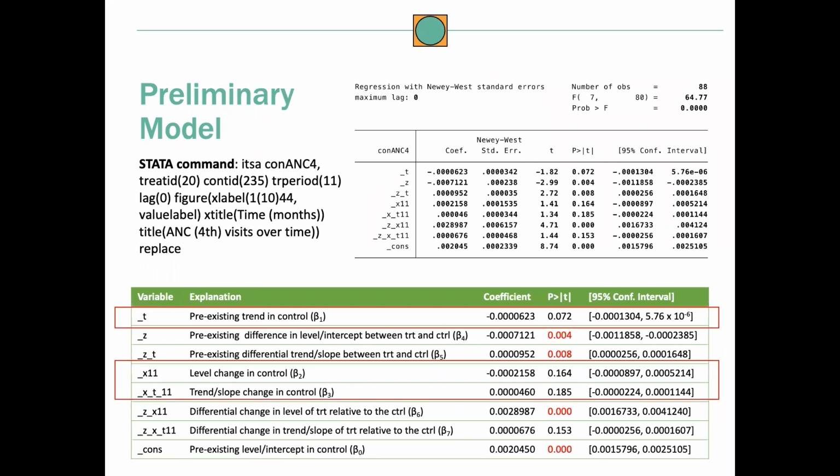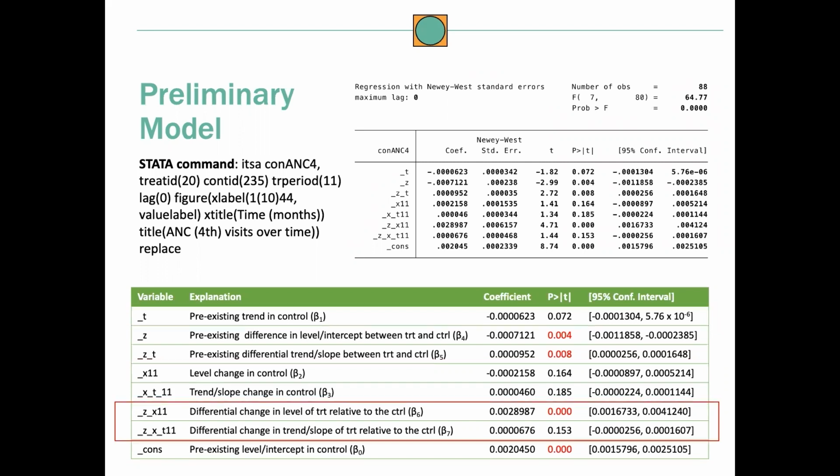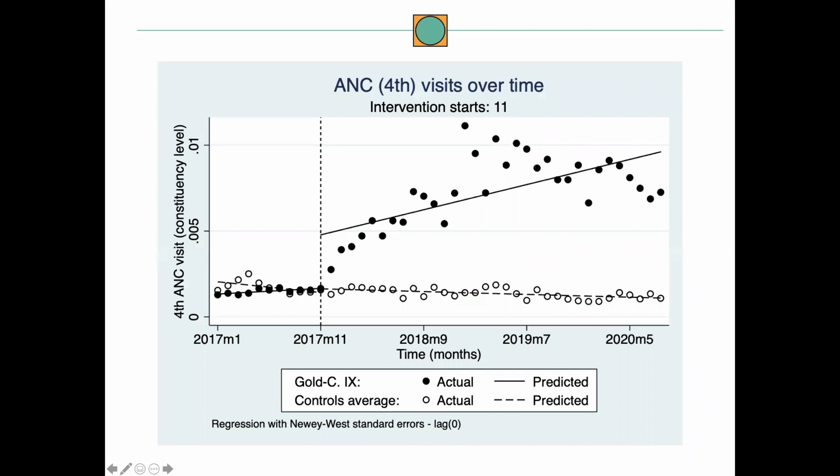Moving on, rows 1, 4, and 5, also highlighted on the screen: our pre-existing or pre-period trend and slope in the control group is decreasing, but this isn't significant, and the level reduced during the post-period, and the post-period slope or trend was positive, meaning there was an overall increase in the rate. Rows 6 and 7 tell us there was a significant increase in the constituency rate after the policy in the treatment group relative to the control group, but the post-period slope was not significant in the treatment group relative to the control group. So this is a graphical representation which we requested in our data command.